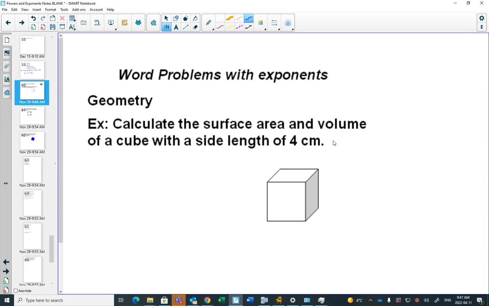Page 22 are word problems with exponents. So one of the places that exponents come into play with an application is in the surface area and volume of a shape.